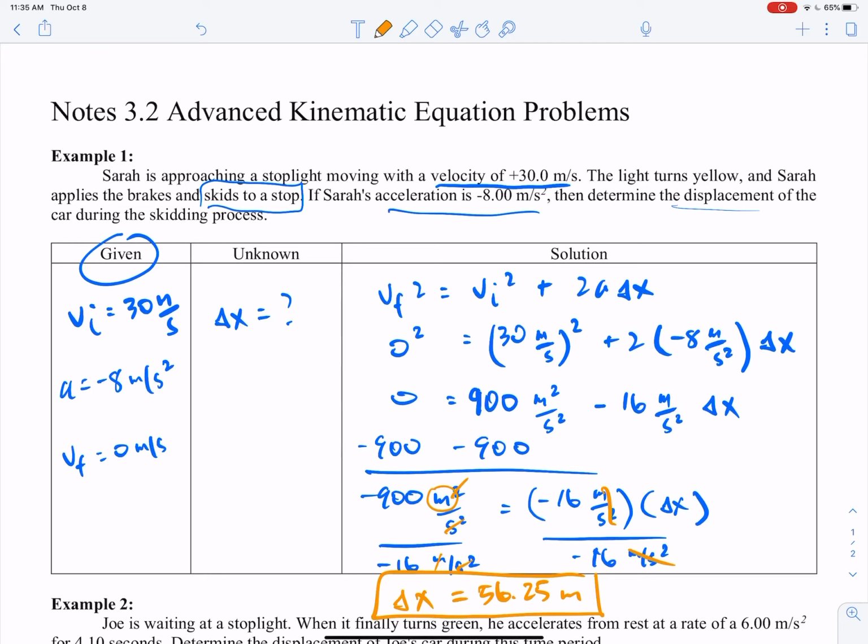Now, this was what I would call a numbers first approach, meaning I immediately plugged in all the numbers and then solved for delta x. You can also do a letters first or variables first approach and manipulate the variables first and then plug everything in at the end. And I'll show you how that works.